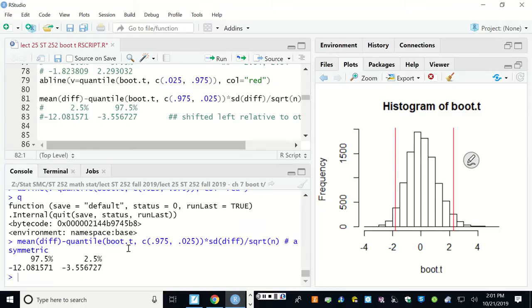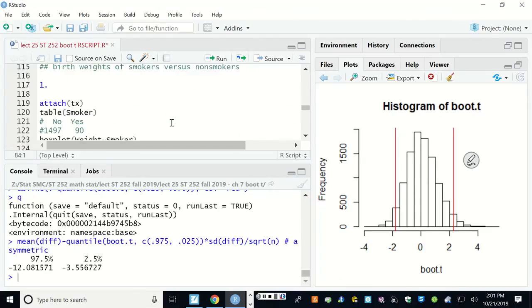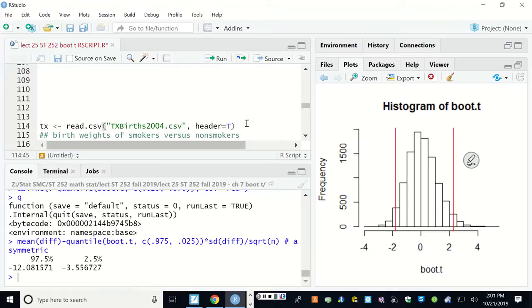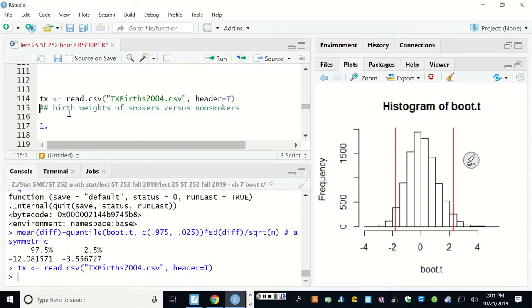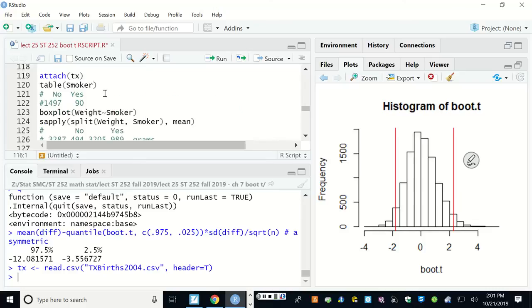But that's it. Right? So if you wanted to do sugar or fat, all you have to do is change diff, the difference between those two variables, vanilla fat versus chocolate fat, and that would be your new diff, and then all the rest of the code would run through. Right? But anyway, you could see what that looks like. The second one has to deal with birth weights of children in Texas and weights of smokers and non-smokers.